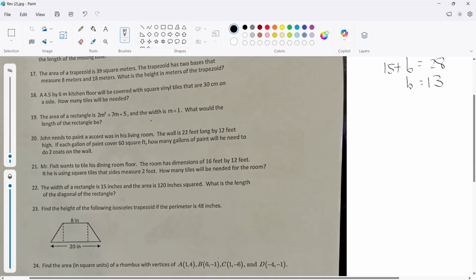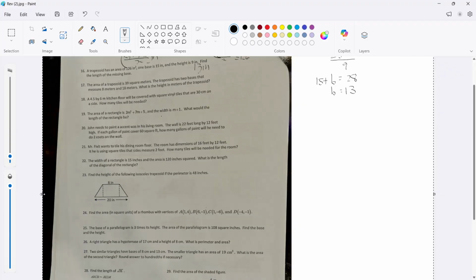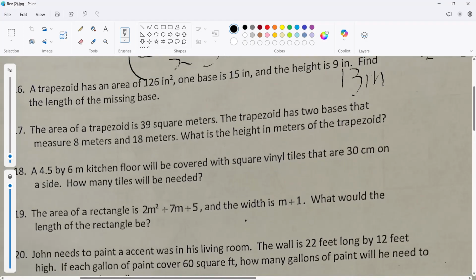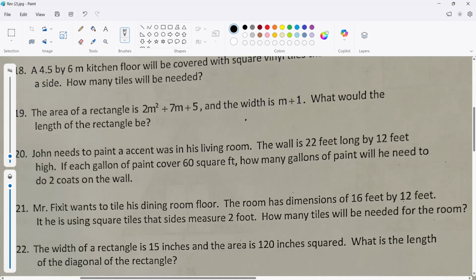What's the next one? The area of a trapezoid is 39 square meters. The trapezoid has two bases that measure 8 and 18. What is the height? Well, 8 plus 18 is 26, divided by 2 is 13. Base 1 plus base 2 divided by 2 times the height equals 39. And so h equals 39 over 13, which I believe is 3. So the height is 3 meters.